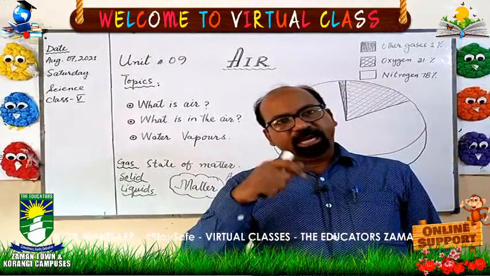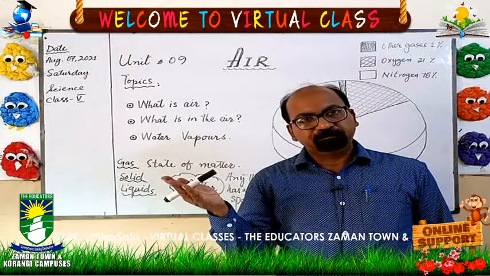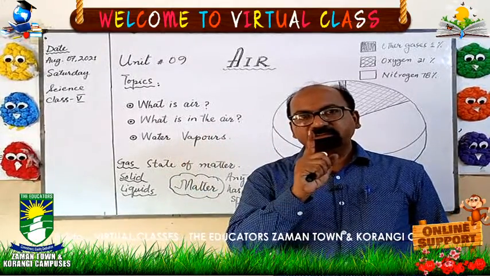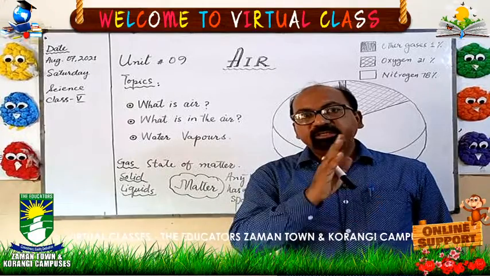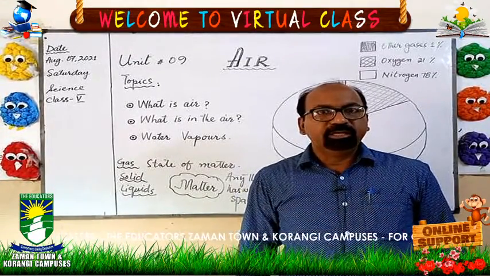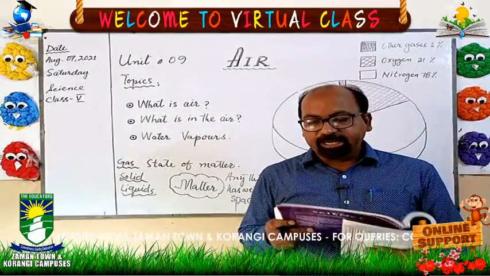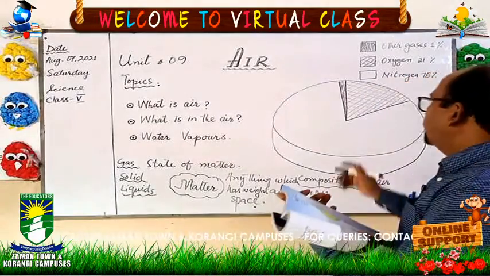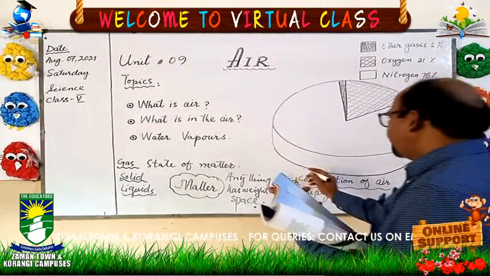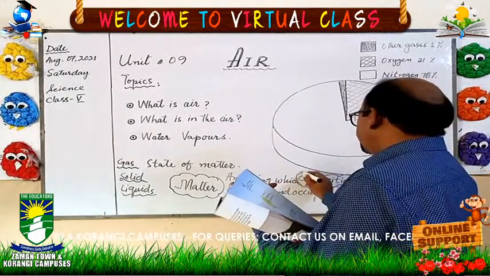In the beginning, I told you that air is a mixture of gases, not a single gas. It means there are a lot of other gases present in the air. Let's observe what the names of these gases are. This is called a pie chart. It is the composition of air.